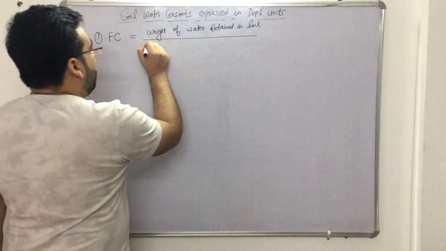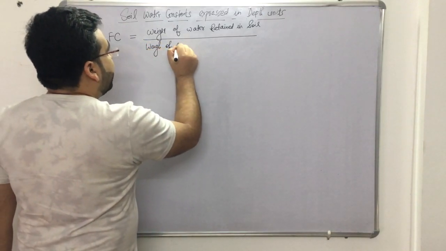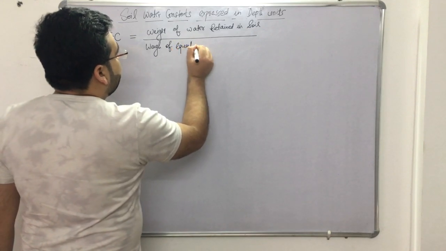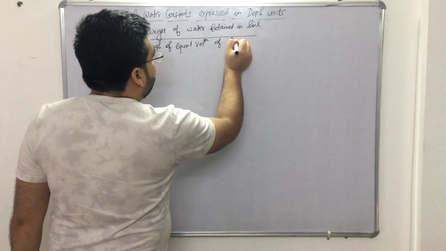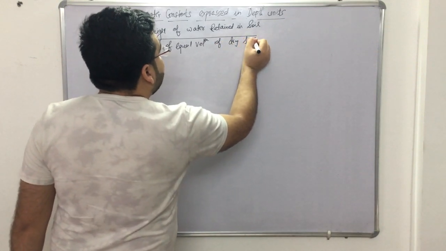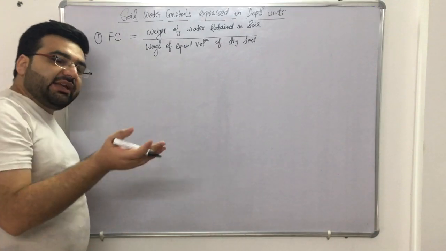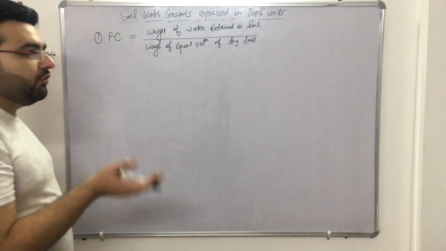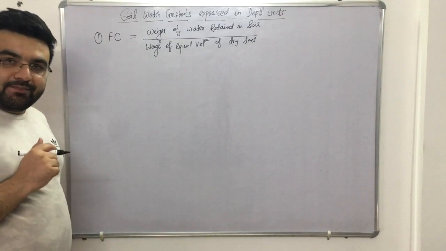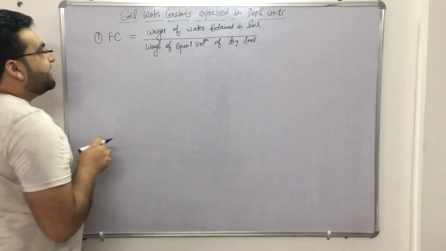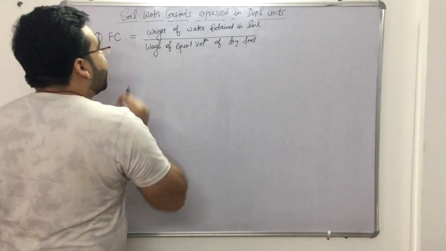the weight of equal volume of dry soil. So we are comparing the particular soil at field capacity with the same volume of dry soil. So we are comparing the two. This is the formula for field capacity. Clear? Now let us try to derive some constants from this expression.